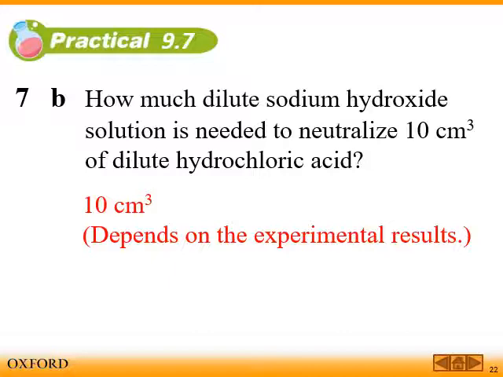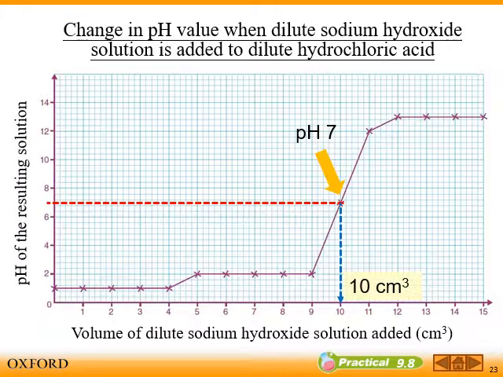Actually, in this experiment, we are using the same concentration of sodium hydroxide and hydrochloric acid. Okay? We'll learn about concentration in a later form. So don't be confused that 10 cm³ of sodium hydroxide must need 10 cm³ of hydrochloric acid to neutralize. No, not in all cases, but only in the cases when they are in the same concentration. So this is what we can see from the graph.